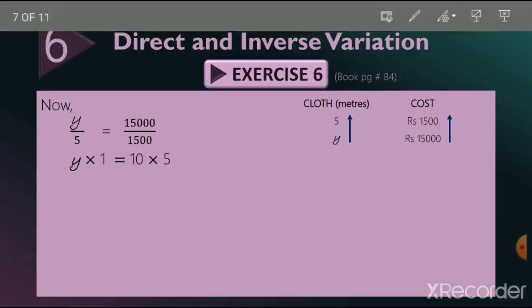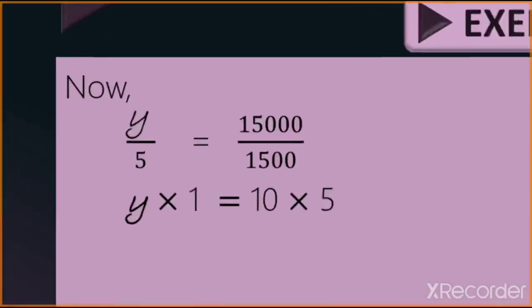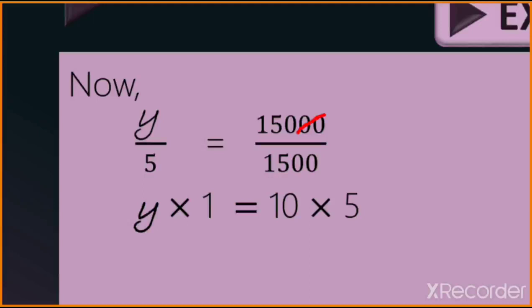In this case, you can see these two zeros can be cancelled, and 15 and 150 can be divided by the same number, or you can say we can divide by 15. So 15 ones are 15 and 15 tens are 150. Okay, now we are going to do the cross product.